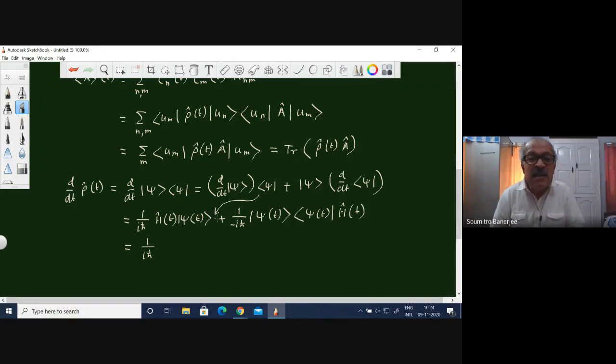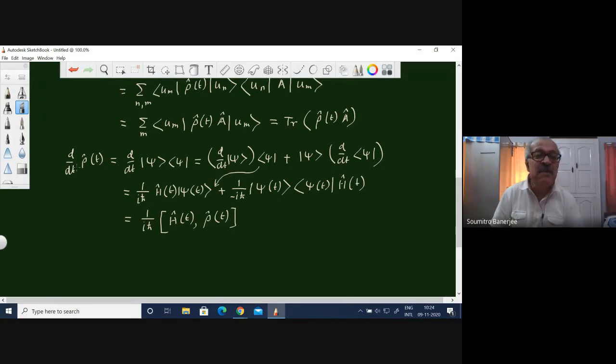Then this one is nothing but the rho. So H rho, this is rho H. So it is minus. So it is immediately clear this is nothing but the commutator of H and rho(t). Okay. So this is how the density matrix evolves. And the evolution law is reasonably simple, so it is not difficult to remember.